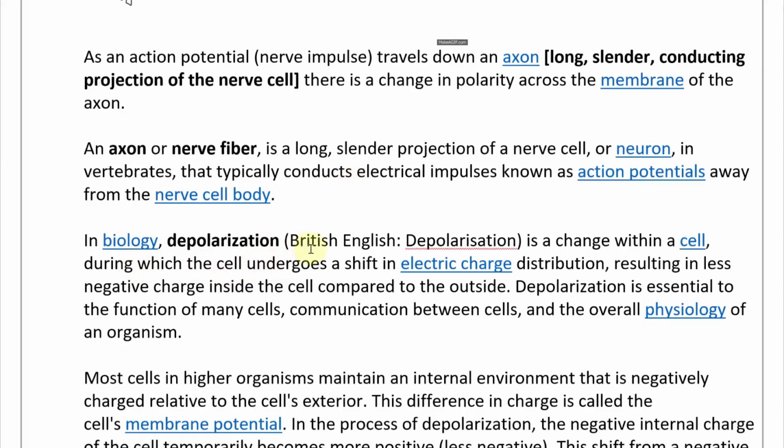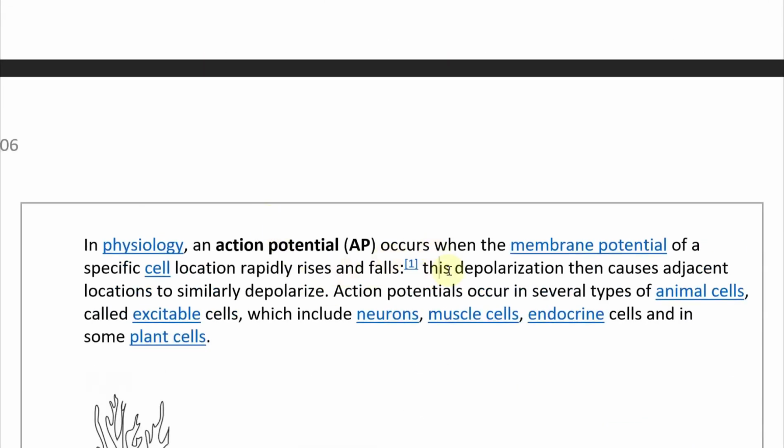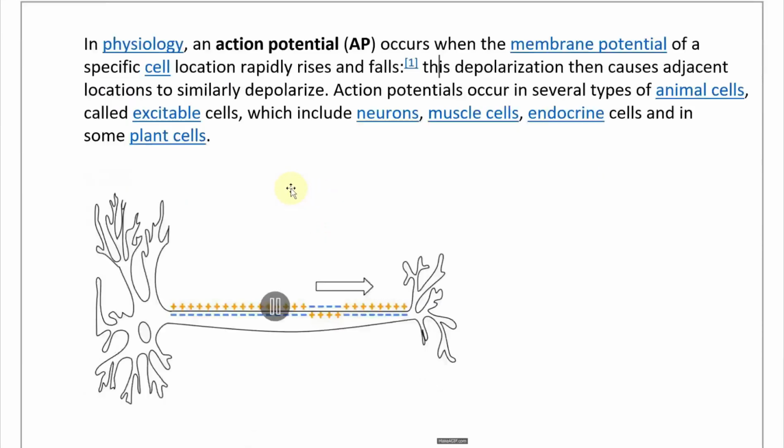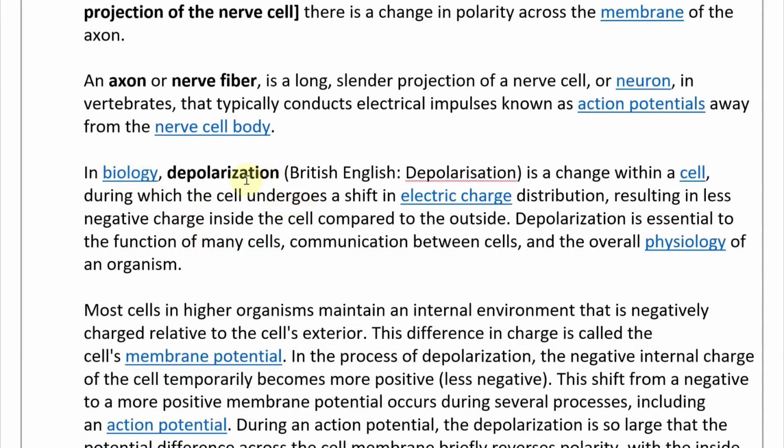In biology, depolarization, we mentioned it here. This is the action potential, when the membrane potential of a specific cell rapidly rises and falls. This depolarization then causes adjacent locations to similarly depolarize. So let's go over depolarization. In biology, depolarization, or British English depolarisation with an S instead of a Z, is a change within a cell during which the cell undergoes a shift in electric charge distribution, resulting in less negative charge inside the cell compared to the outside. So less inside than outside.